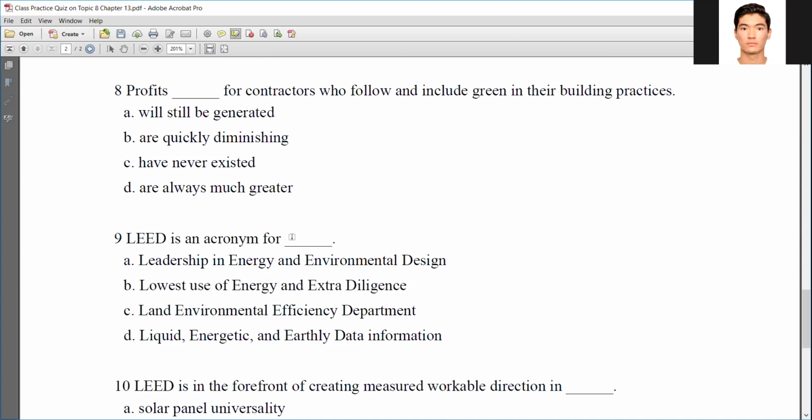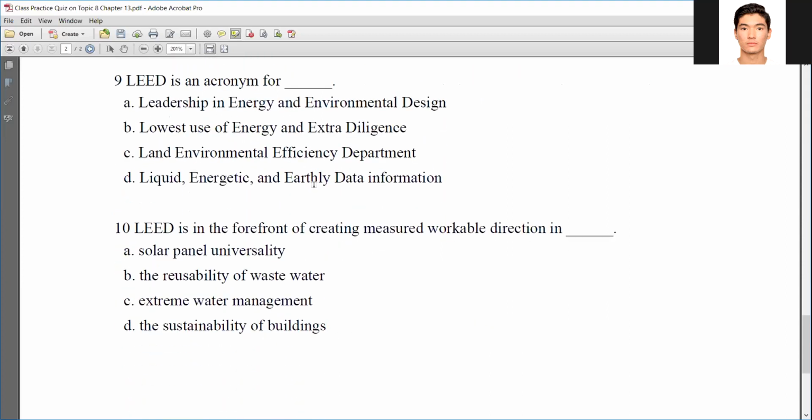Next. Profits for contractors who follow and include green in their building practices will still be generated, are quickly diminishing, have never existed, or are always much greater. A. So you have selected that the answer is A: profits will still be generated for contractors who follow and include green in their building practices. Yes, I also agree with that. Okay, will be generated.